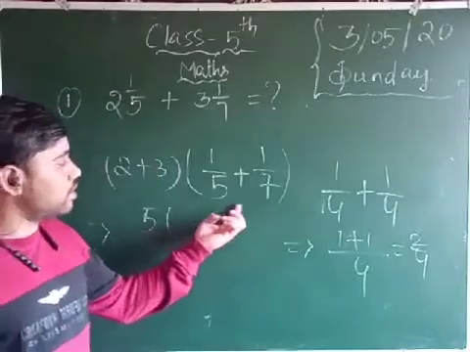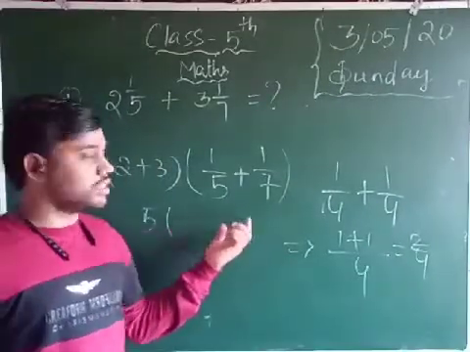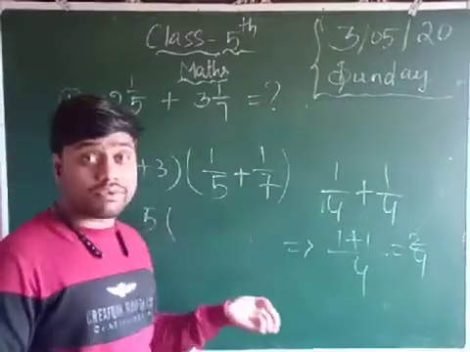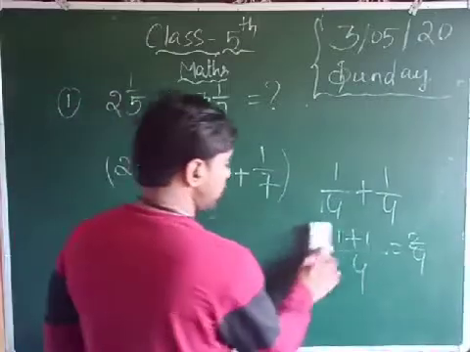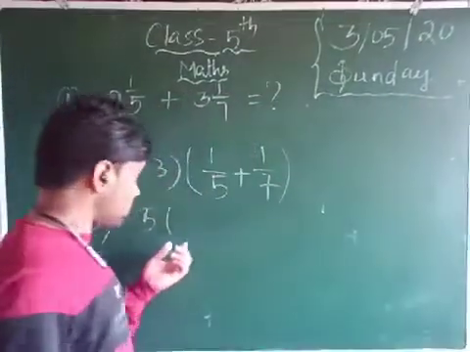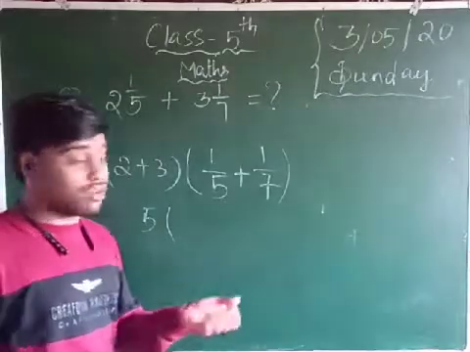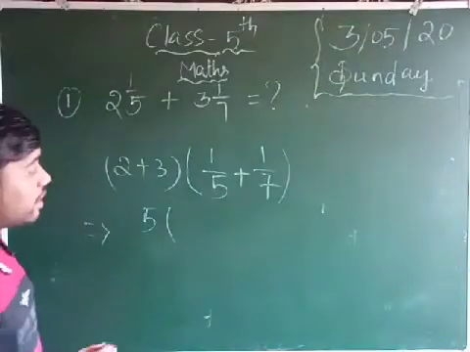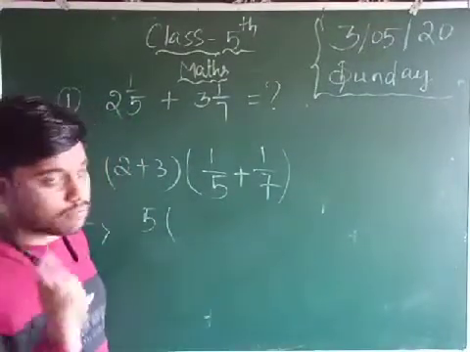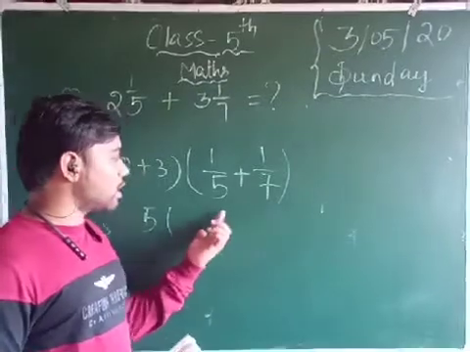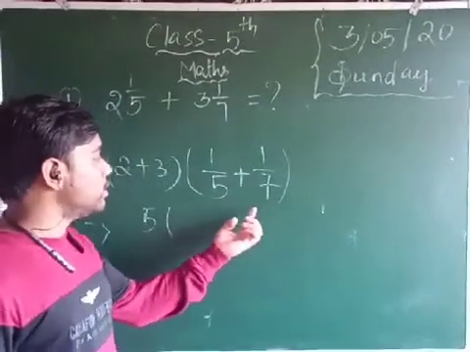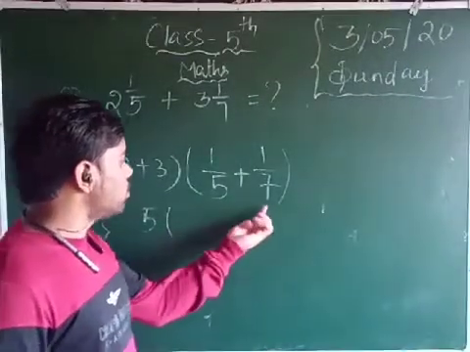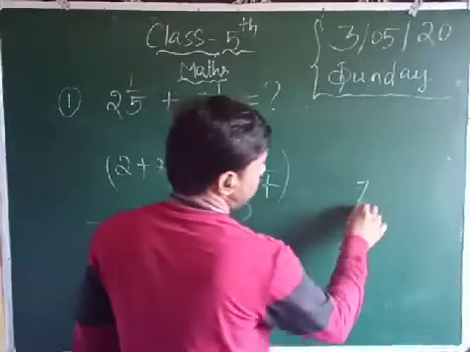But here the denominators are not the same. How do I solve this type of question? We have not discussed this type of question yet, so see how it is done. Keep this in your mind: both denominators are odd numbers, and for both odd numbers you take the LCM.